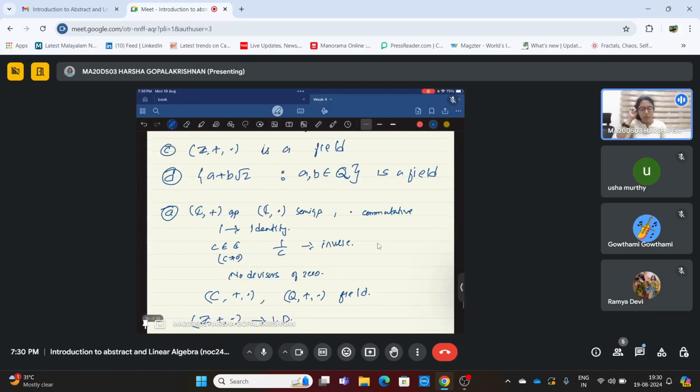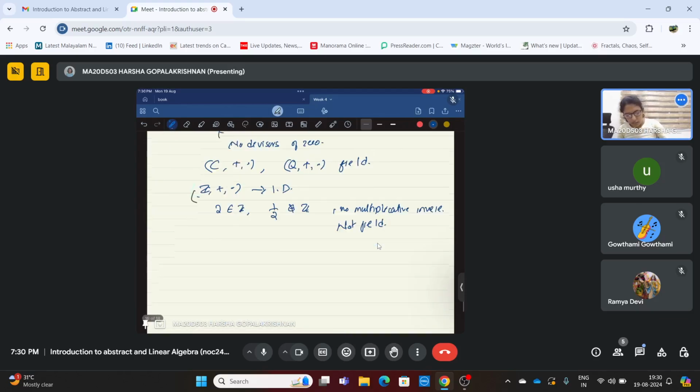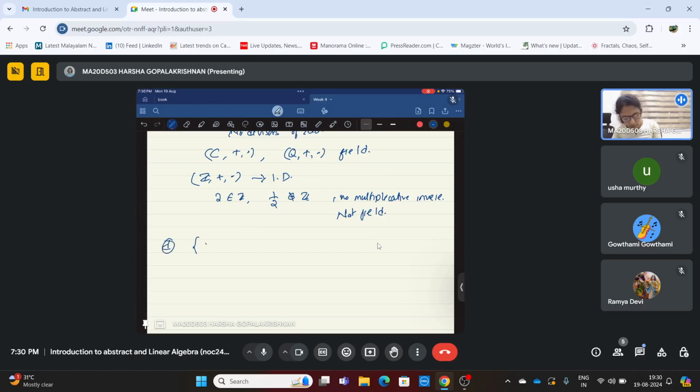Now when coming to B, since we got that this is the wrong option, what we need to check is a plus b root 2, a, b in Q, whether this is a field or not. That we will just do in some detail, only the required details. Okay, here also we can see under addition and multiplication, everything is like normal addition and multiplication. So under addition it will become a group, and under multiplication the closure property will be satisfied.